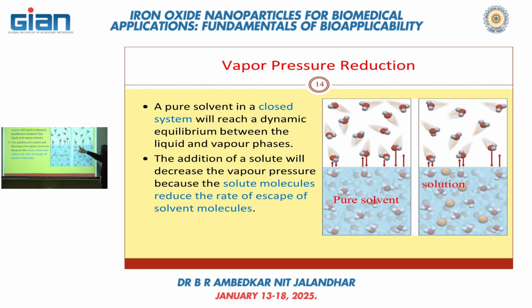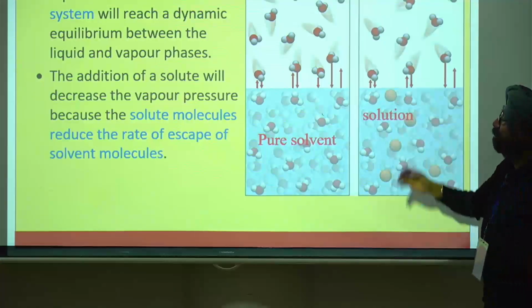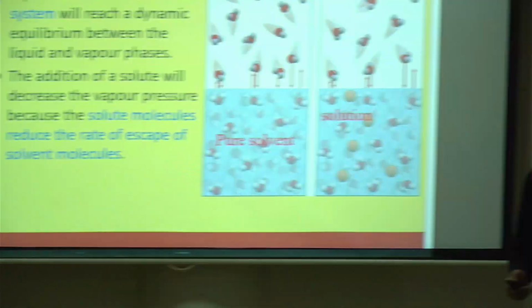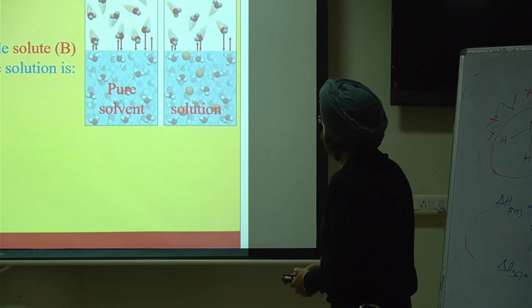So you see the yellow balls? When we add the solute, the number of water molecules available to go up reduces, and hence the vapor pressure of the solution decreases in comparison to that of the pure water.